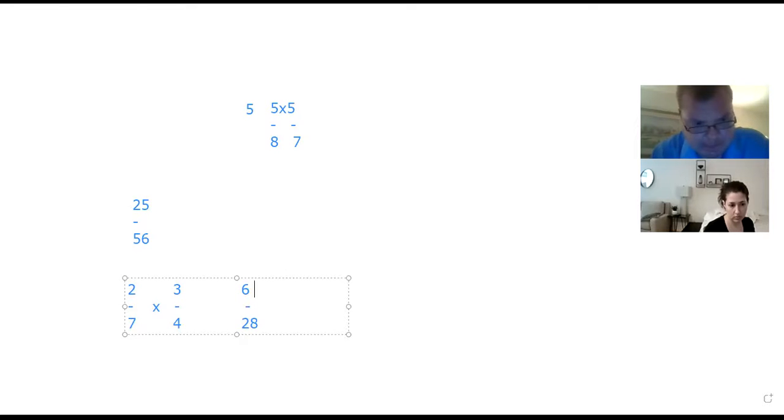I don't really have a division symbol here, so I'm just gonna use what we got. You can use a slash if you want. Okay. That means divide, yeah.